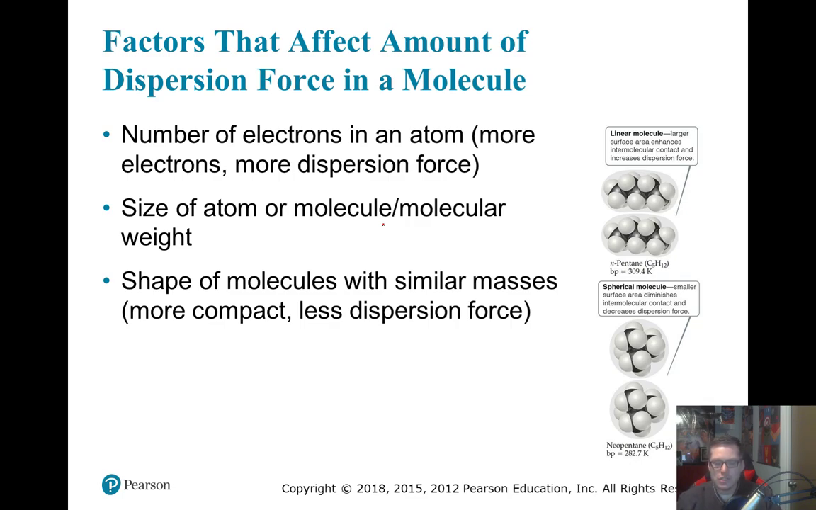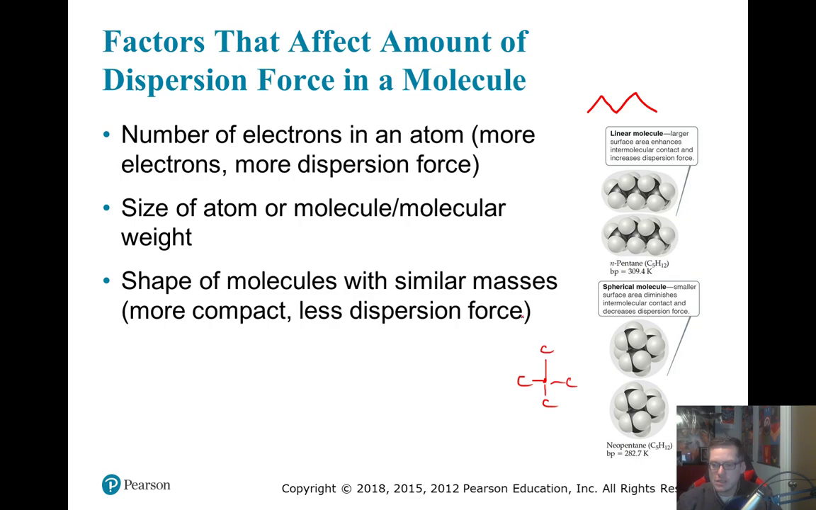Okay, number three, shape of molecules with similar masses. So if you have two molecules that have similar masses, here we've got n-pentane, C5H12, and it's completely linear, right? Our carbon atoms go 1, 2, 3, 4, 5, like that. And so it's a completely linear molecule versus neopentane, which is kind of a spherical molecule. So it's got a carbon in the middle, and then carbons jutting out on either side, tetrahedral. And then off of those, you've got your three hydrogens off of each of those carbons. But anyway, they've both got the same number of carbons and hydrogens, so they have the same mass.